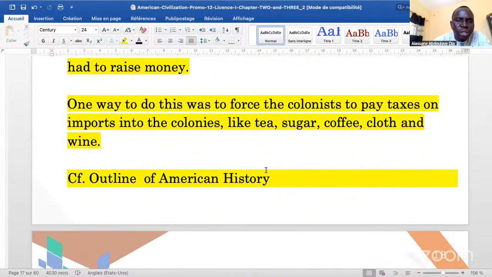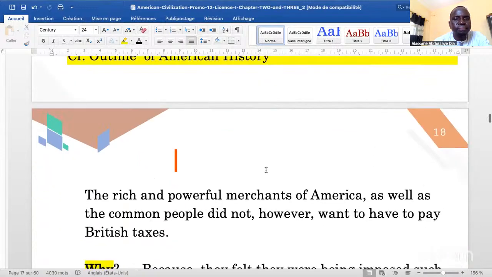So one way to do this was to force the colonies to pay taxes on imports. So the strategy for Britain to get money was a strategy of taxes. The purpose was to make money, because England needed money after the war to pay their army, and they wanted to force the colonies to pay taxes on imports of tea, sugar, coffee, cloth, and wine.